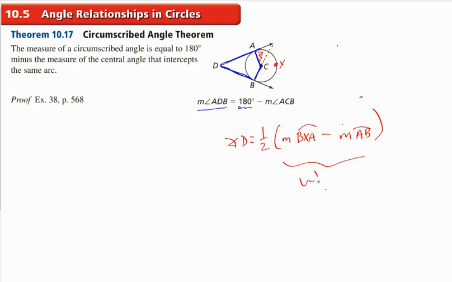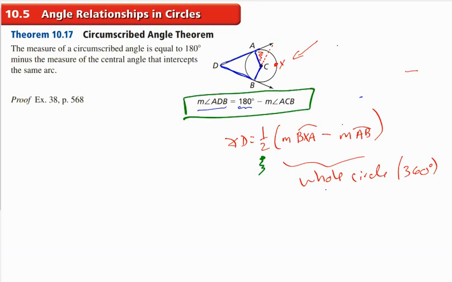This is dealing with the whole circle, 360 degrees, and this is focusing on the half circle, and that's why it negates this need for the half, and why we can solve it more directly if we know the measure of the central angle.